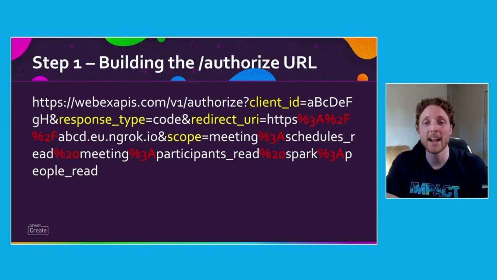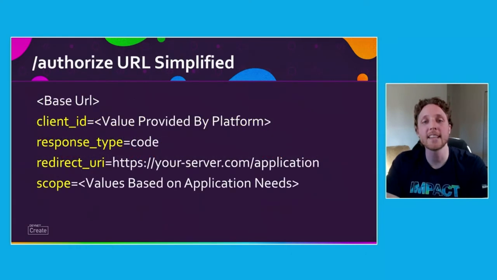For example, HTTPS %3A instead of HTTPS:. So let's take a step back and look at the URL parameters. The base URL will be the URL specified by the OAuth service documentation. For example, webexapis.com/v1/authorize. The client ID is given to us after we create or register the application with the service provider.